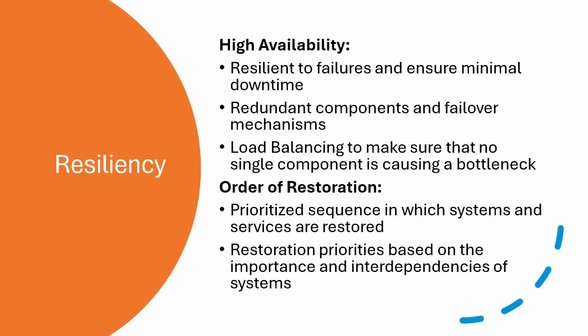High availability ensures that the systems and servers operate on time, even in the event of failures. It involves redundant mechanisms to provide continuous service. An aspect of high availability is to ensure that no single component is causing a bottleneck. Order of restoration is the sequence in which systems are restored. This prioritizes and ensures that the most critical services are brought back online first to minimize business impact, based on the importance and interdependencies of the systems.